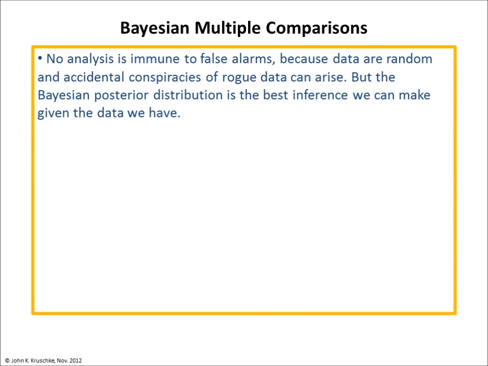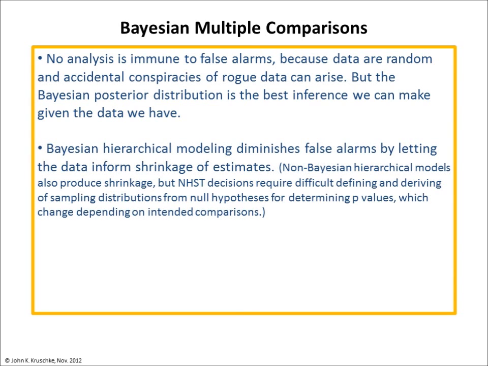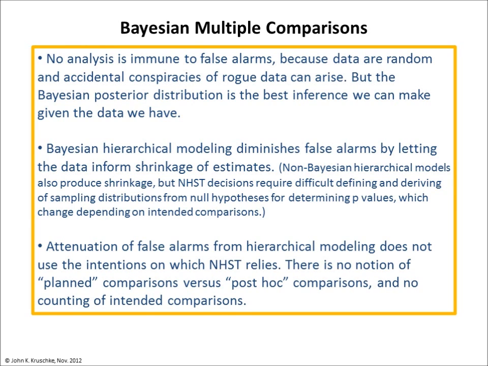But the Bayesian posterior distribution is the best inference we can make given the data we have. Bayesian hierarchical modeling diminishes false alarms by letting the data inform shrinkage of estimates. Non-Bayesian hierarchical models also produce shrinkage, but NHST decisions require difficult defining and deriving of sampling distributions from null hypotheses for determining p-values, which change depending on intended comparisons. And attenuation of false alarms from hierarchical modeling does not use the intentions on which NHST relies. There is no notion of planned comparisons versus post hoc comparisons, and there's no counting of intended comparisons.